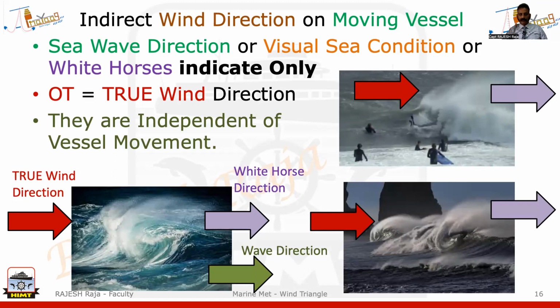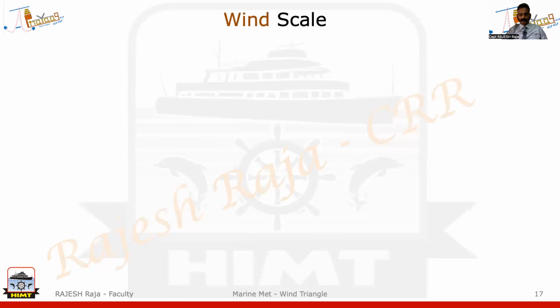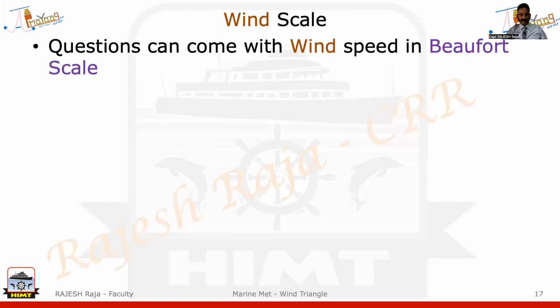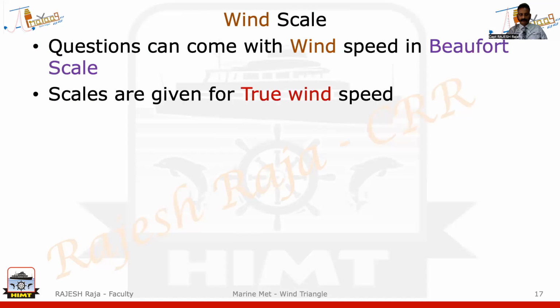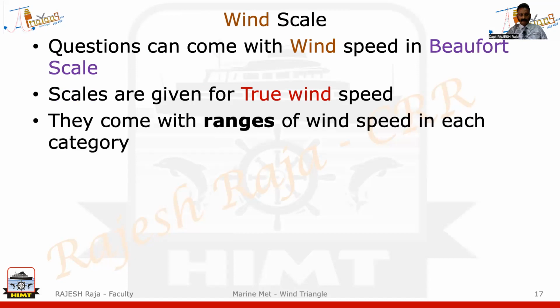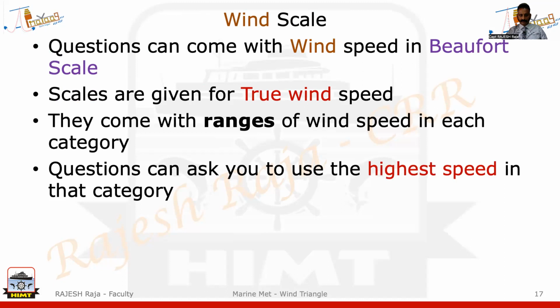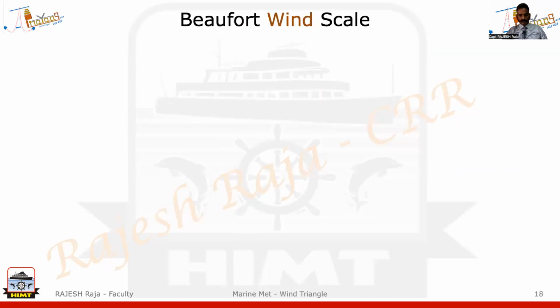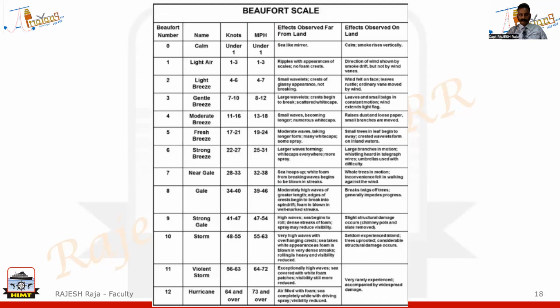Now, there's one more indirect way of giving you some scale in the question. Many times they use the Beaufort wind scale. Scales are given usually only for true wind. They come with ranges. I'll show you in the next slide. Questions can ask you to use the highest speed in that particular category. Category means what is the Beaufort number. So please look at this Beaufort wind scale for a sample. Please remember this is a sample.